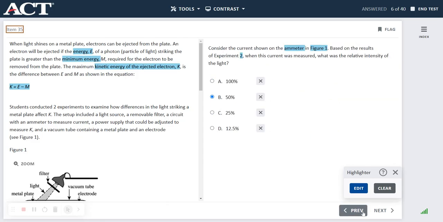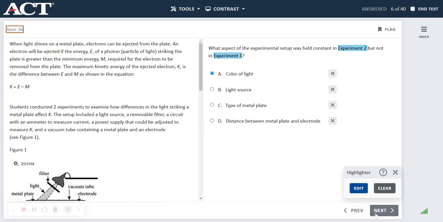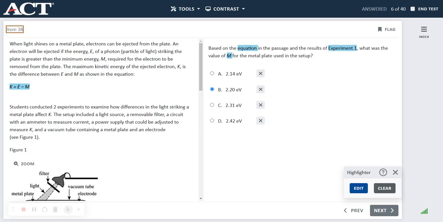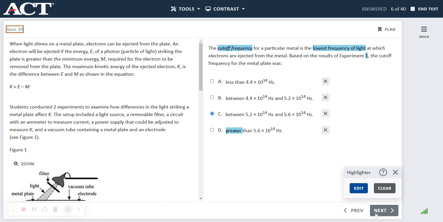Let's quickly review our answers. We have 35 is B, 36 is A, 37 is B, 38 is B, 39 is C, and 40 is D.